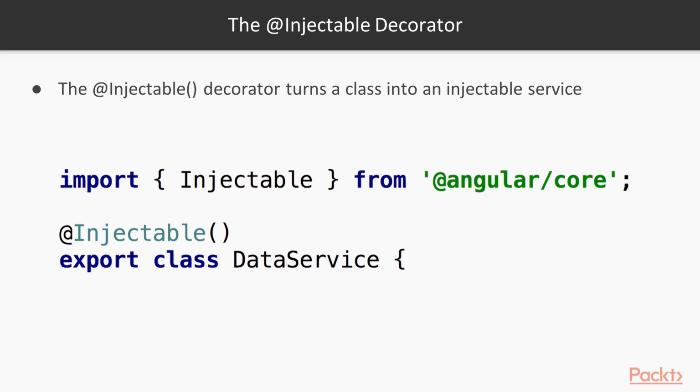So how do we create a service? This happens through the @injectable decorator. What this does is turn a class into an injectable service. So in order to use injectable, all we have to do is use that decorator on a class. First we have to import it from Angular core, then we apply it to a class, and that class is now a service that can be used by components.